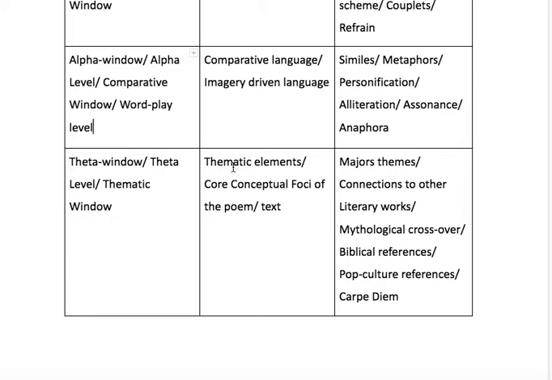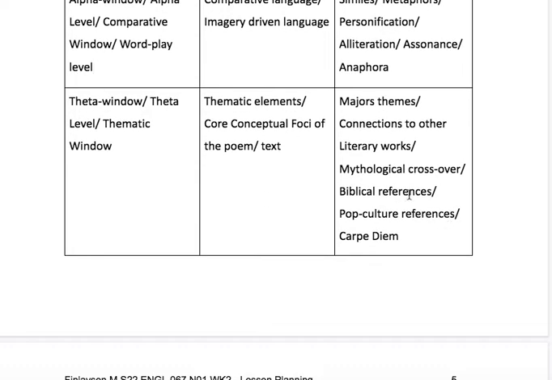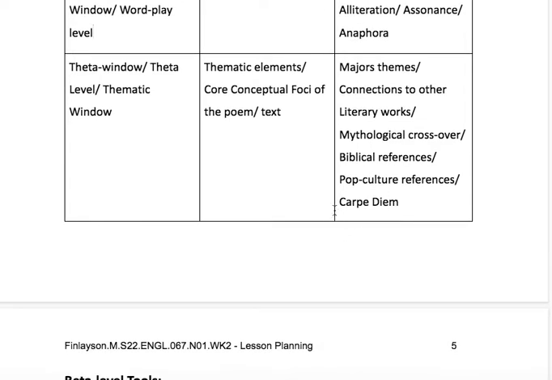So we could call this the thematic elements, or core conceptual focal points, or foci is the plural of that word. And we can definitely see that there are some big ideas over here. We've got major themes, connections to other literary works. We've got mythological crossover, biblical references. In more modern poetry, you could even talk about pop cultural references. And then I've got one specific Latin term.